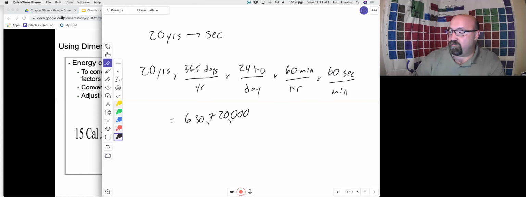And then we'll actually say that this 20 years is exact. All these conversion factors are exact numbers. So every number we're working with is exact, and so we don't have to do any rounding for significant figures. So we come up with this number here.